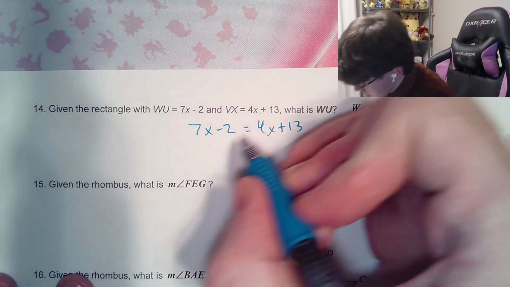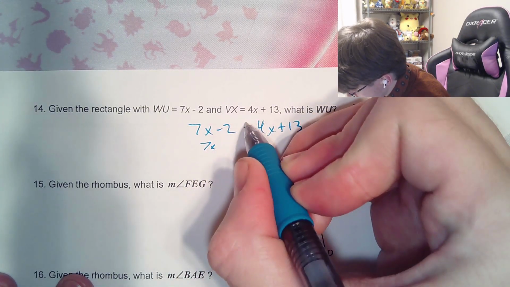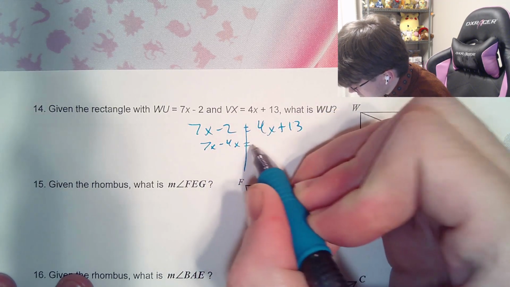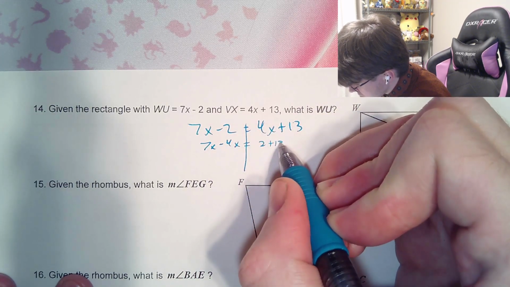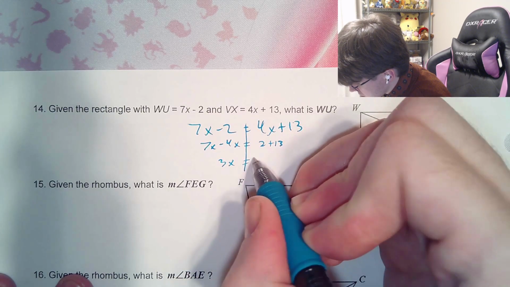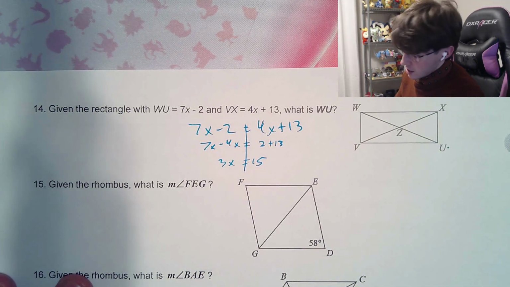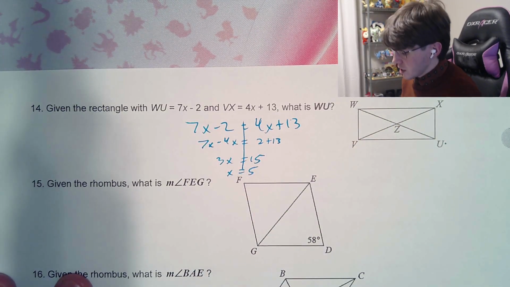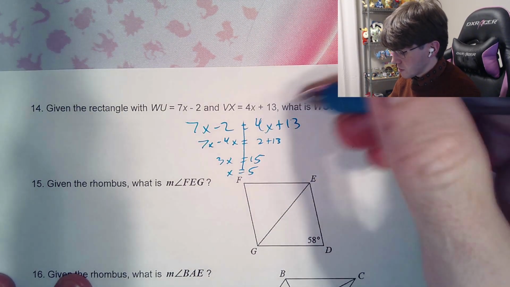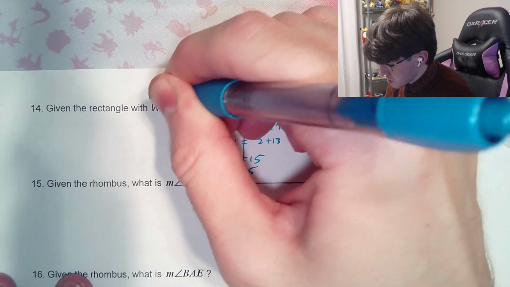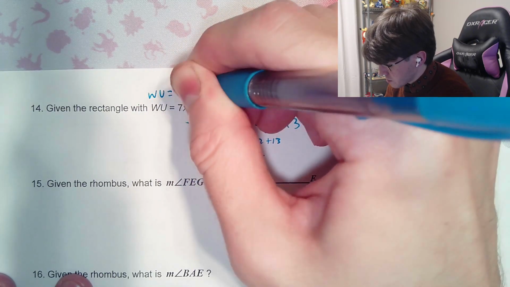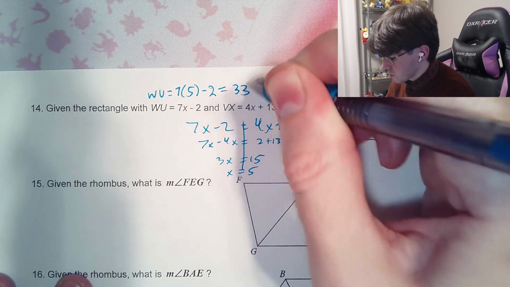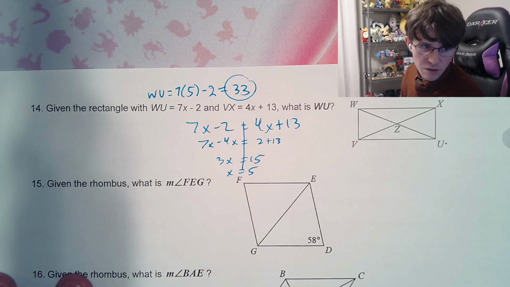Solving this one, we're going to go ahead and do my down the middle idea. We got that down the middle concept, minus 4x, moving that 2 to the other side. That's going to be 2 plus 13. We got 3x is equal to 15, and dividing both sides by 3, we're going to get x is equal to 5. And if x is equal to 5, it wants to know what WU is. So WU is equal to 7 multiplied by 5 minus 2, and that's going to give us 33. I still did that too fast.